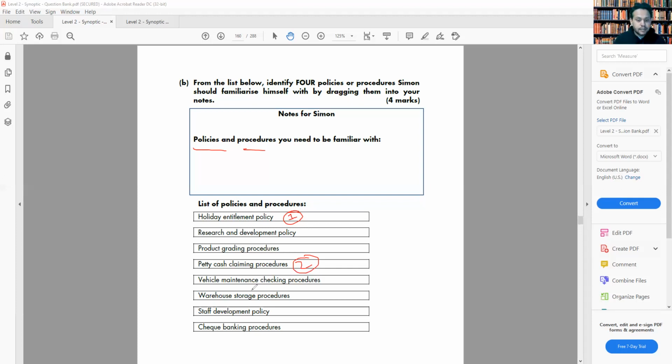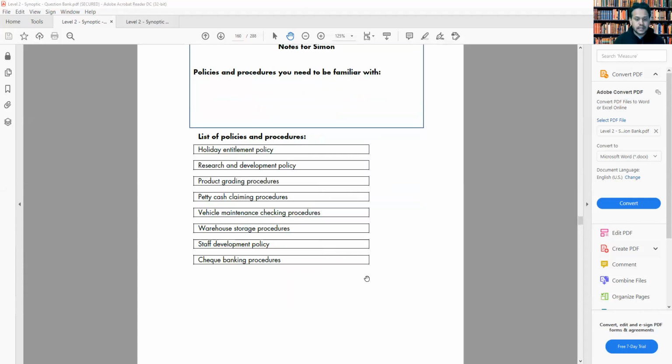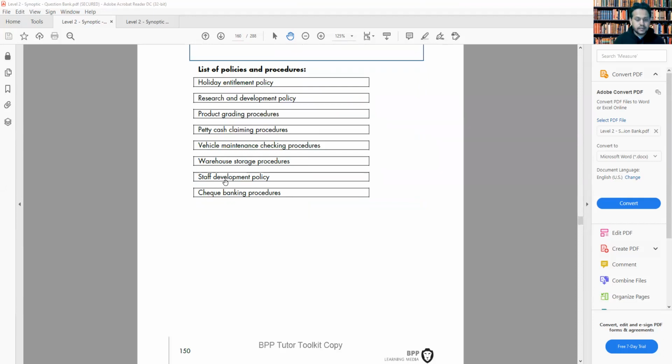Then we have a staff development policy. This one is also important. How can you develop this staff? What is the staff development policy? You have to know this one as well. And what else do we have? Checking banking procedure. No, not that. So we have the staff development policy and checking the banking procedure. Obviously, this is also a job for the finance department.